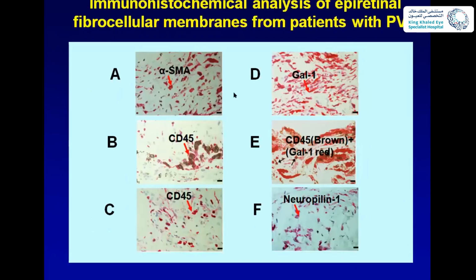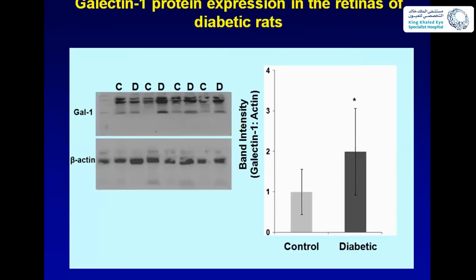Of course. Now you can see fibrocellular membrane, the PVR. I already told that PVR is proliferative vitreoretinopathy. That is a complication of rhegmatogenous retinal detachment. It is a complication. So here you can also see that in PVR patient, in its fibrocellular membrane, that is fibrotic tissue, fibrotic membrane, you can see there is a high expression of alpha smooth muscle actin, leukocytes, and galectin-1 as well as neuropilin-1 in this PVR patient.